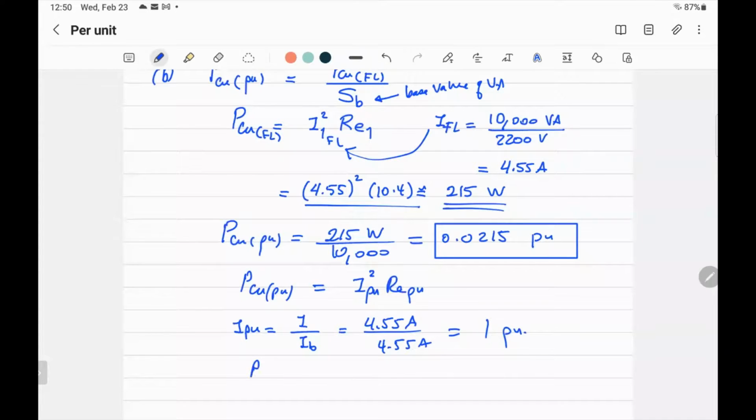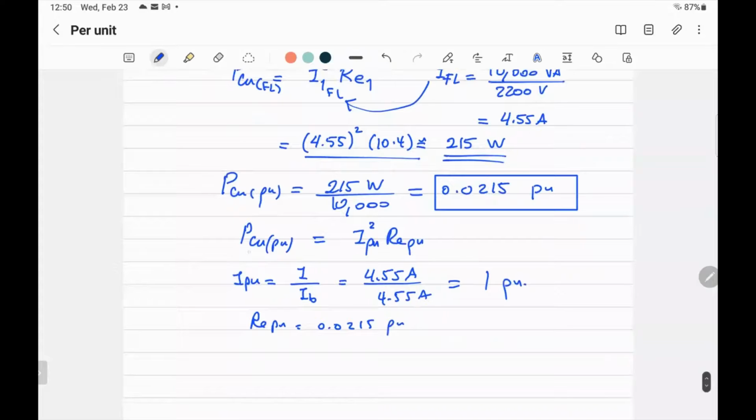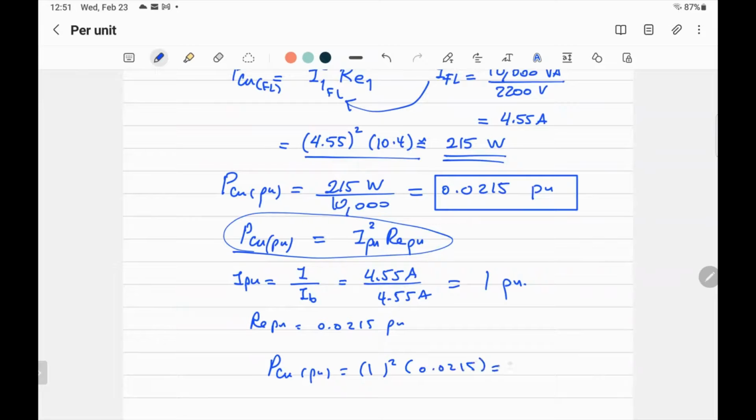So what is the R equivalent per unit? We just got it. It's equal to 0.0215 per unit. So how do you get the copper loss per unit? It's equal to I squared per unit, which is 1 squared, times R equivalent per unit, which is 0.0215. You get 0.0215 per unit. That's why the R equivalent in per unit is equal to the copper loss at full load in per unit. So you don't have to calculate it every time. Now it's obvious.